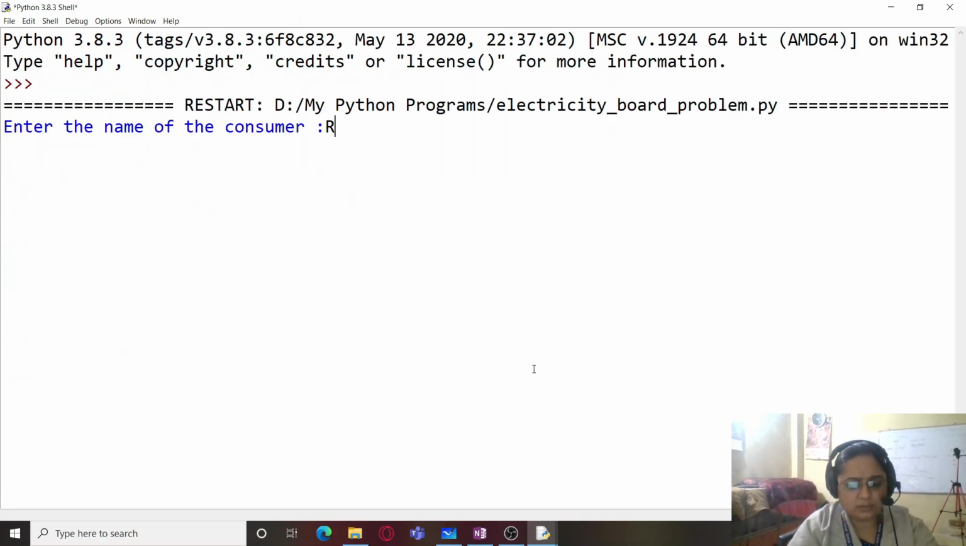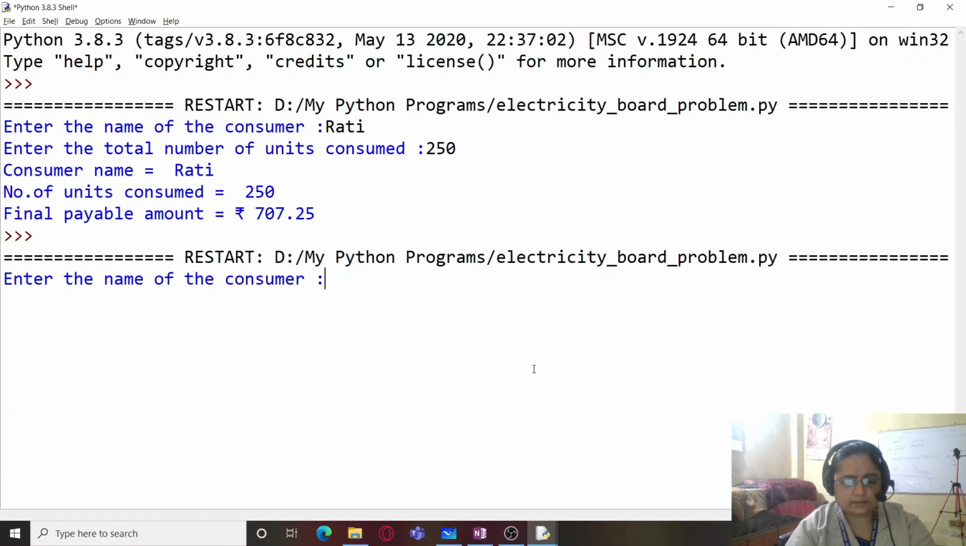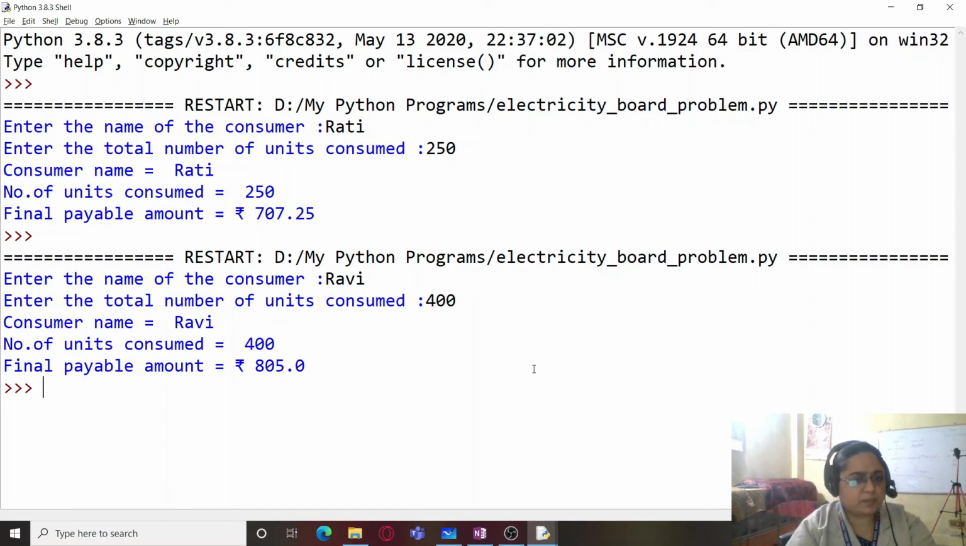So name of the consumer, total units consumed 250, and yes, the final amount payable is 707 rupees, because basic amount might be exceeding 250, because of which a surcharge is also added. Next, if I just give an amount of 400, so you can see final amount payable is 805.